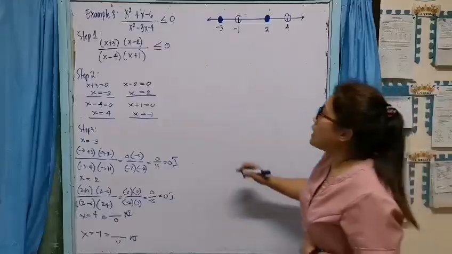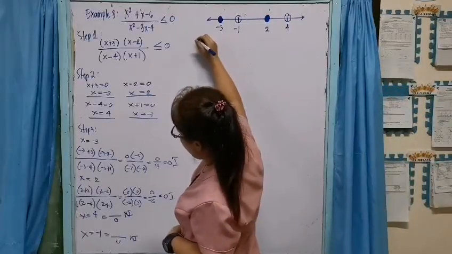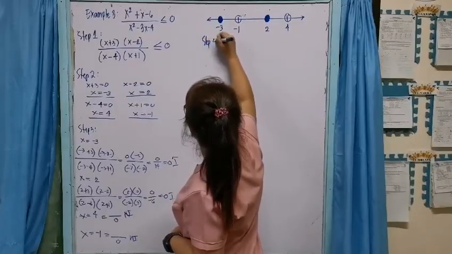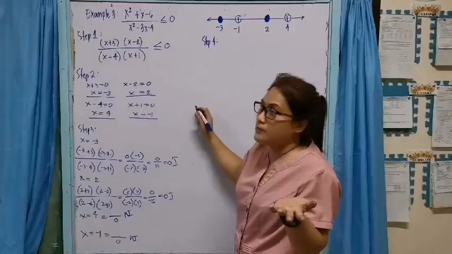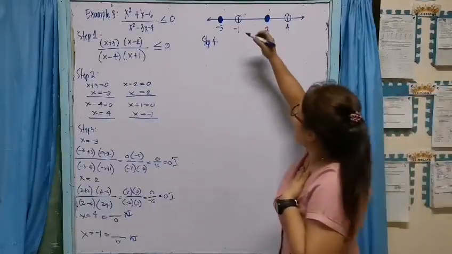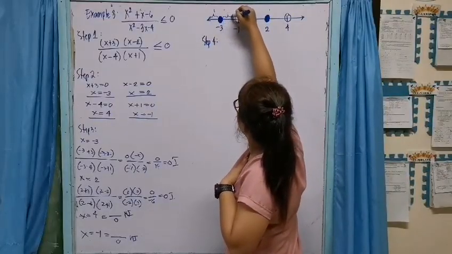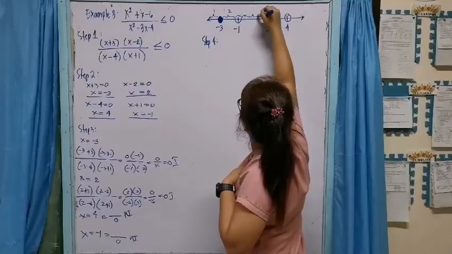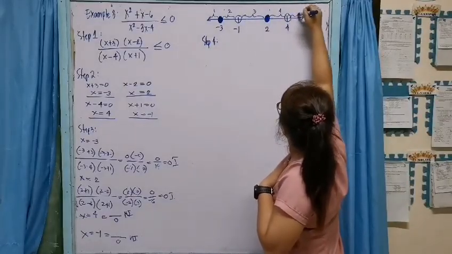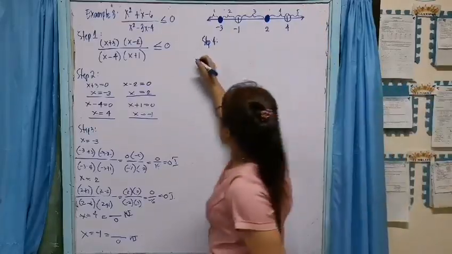This time, we are now going to make step 4. We are now going to make the table. How many intervals do we have to make? 1, 2, 3, 4, and then 5. So we have 5 intervals. So we start.